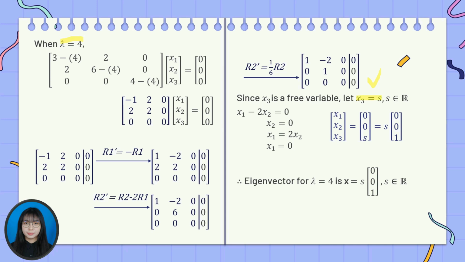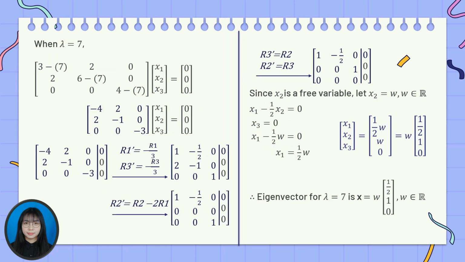From the REF matrix, we will get that x1 minus 2x2 is equal to 0 and x2 is equal to 0. Since x2 is equal to 0, we will get that x1 is equal to 0 from the equation x1 equals 2x2. Hence, we get the solution space of x is (0, 0, s), and we factorize s, we will get s times (0, 0, 1). So the eigenvector for lambda equals 4 is the vector x equals s times (0, 0, 1).